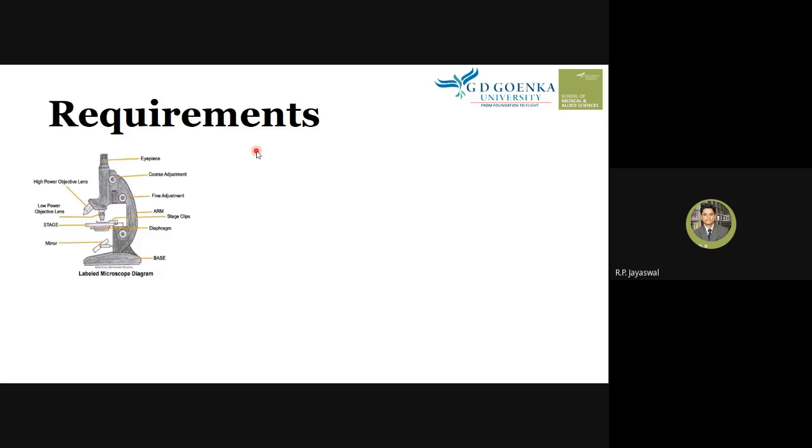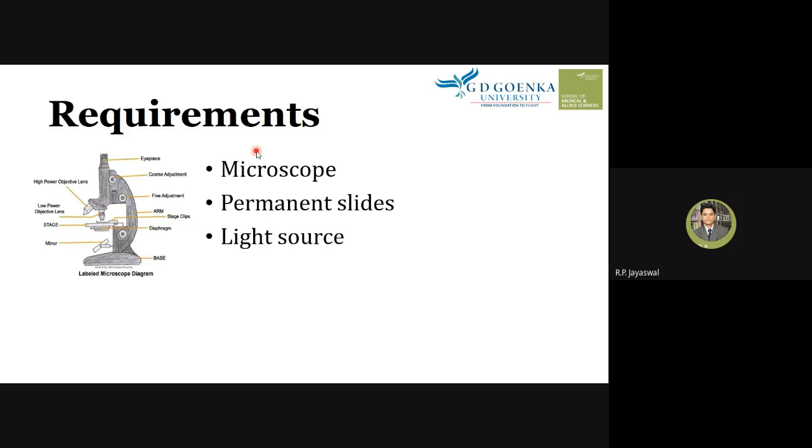So we require a microscope. We require permanent slides of the particular tissues. Here the tissues are of coronary artery, the coronary artery sample, which should be present on the permanent slide. And we require a light source so that we can see the object properly under the microscope. We require a pencil and notebook so that we can draw the diagram, and then we can come to the interpretation of what you observe under the microscope. So these are the basic requirements.